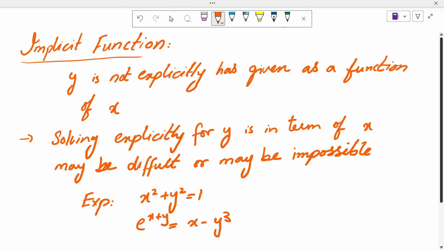We have two examples for implicit function: x square plus y square equal to 1, and e power x plus y equal to x minus y cube. We will try to find the derivative of these two examples. So let's start with x square plus y square equal to 1. And after that, we will find the derivative of e power x plus y equal to x minus y cube.